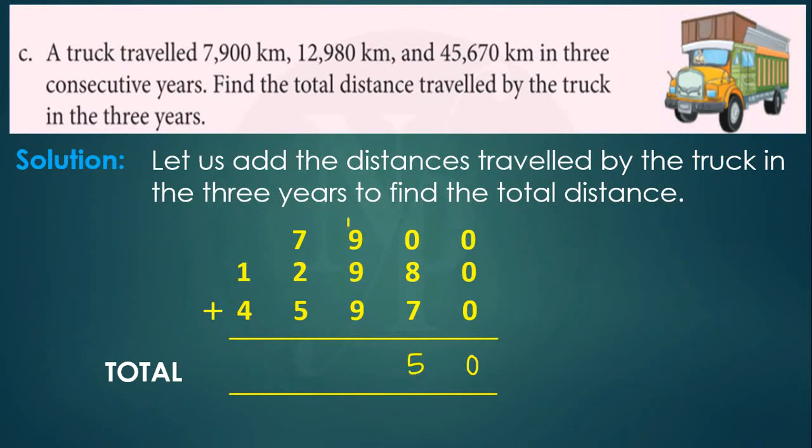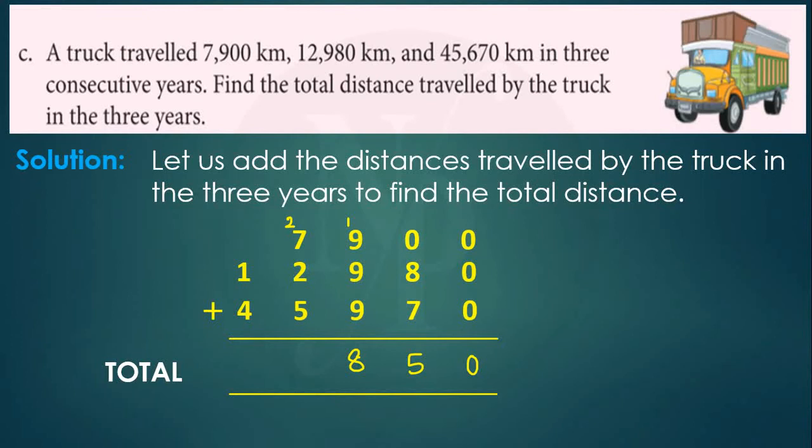9 plus 9 plus 9. 9 plus 9 is 18. 18 plus 9 is 27. 27 plus 1 is 28. 8 is written here. 2 is carried forward.